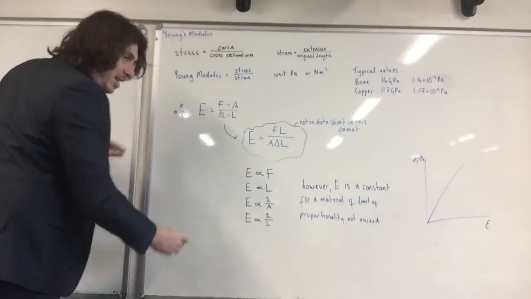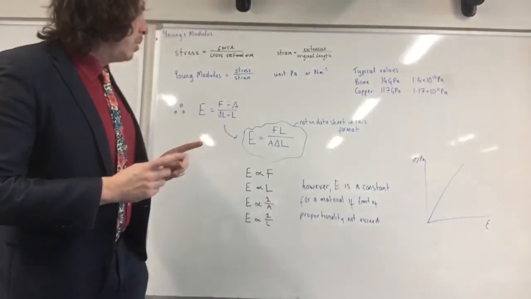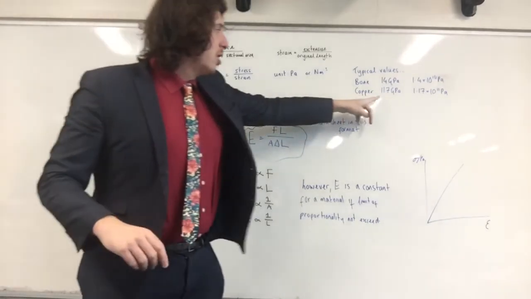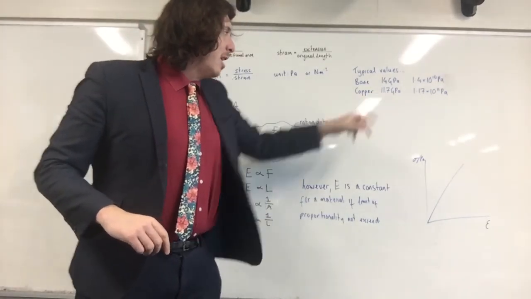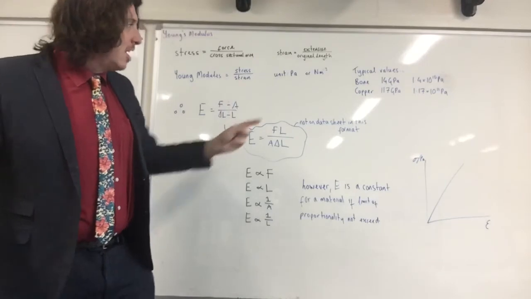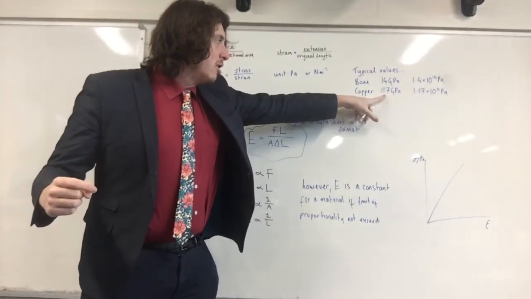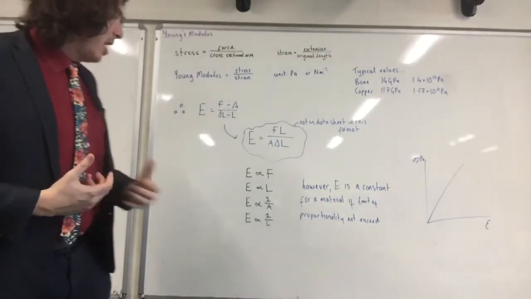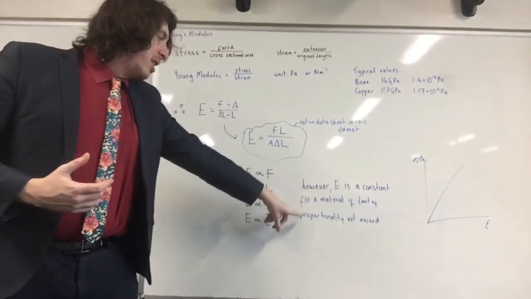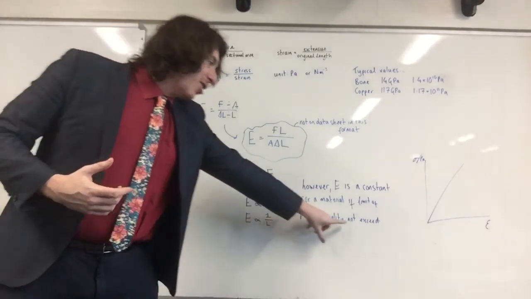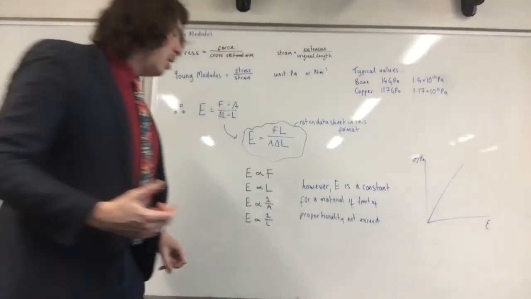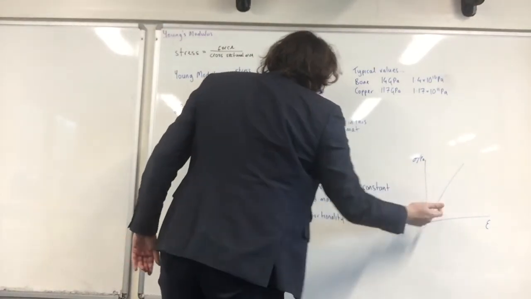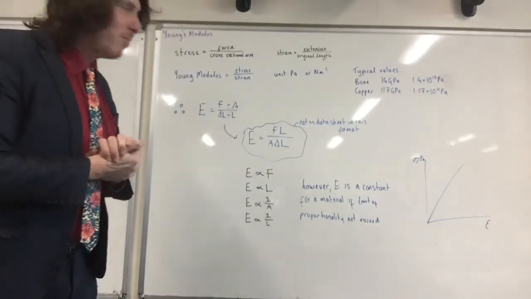However, I've got to state not to fall into a trap. If a copper wire is 2 metres long, it's got a Young's modulus of 117 gigapascals. If a copper wire is 4 metres long, it's still got a Young's modulus of 117 gigapascals because the material is still the same. Okay? Young's modulus is a constant for a material if the limit of proportionality is not exceeded. Okay? So, you've got this direct proportional graph. The gradient would give you the Young's modulus. Okay? Thank you for listening.